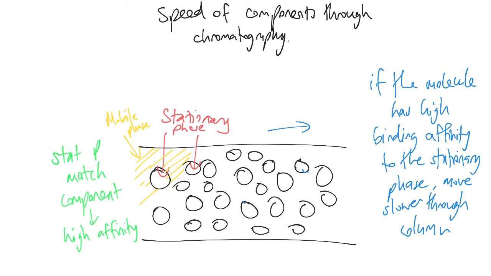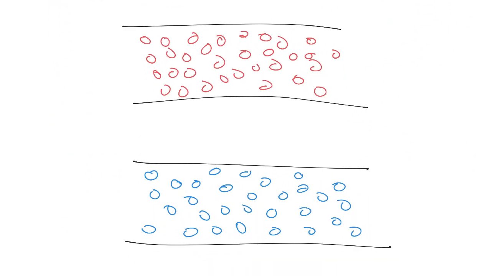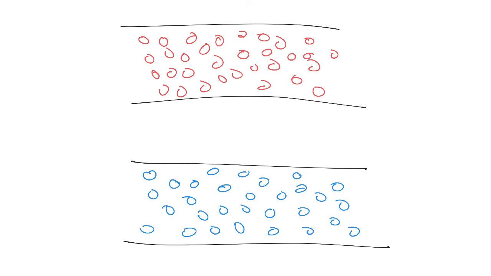So let's go through a couple of examples. Here's another two columns. Let's say the red is the polar stationary phase, and the blue is non-polar. Whether they match those polar or non-polar stationary phases determines whether they go through quickly or not. Let's say this green particle is non-polar, and this yellow particle is polar.